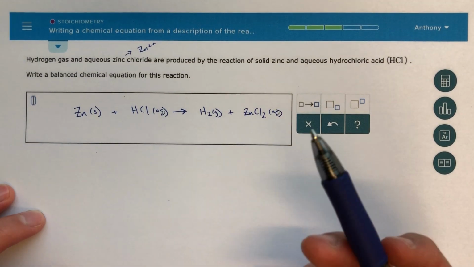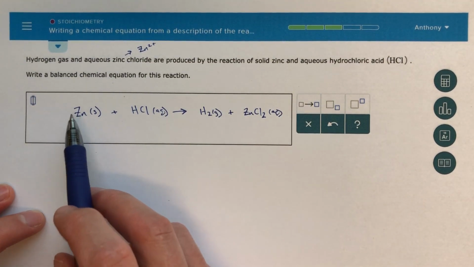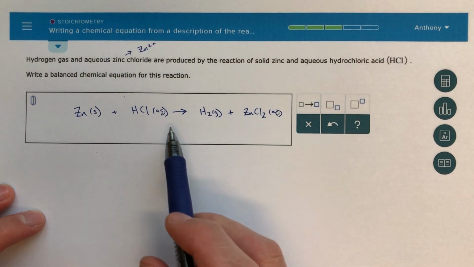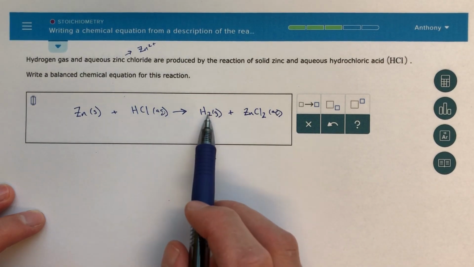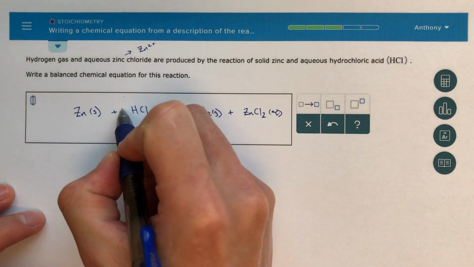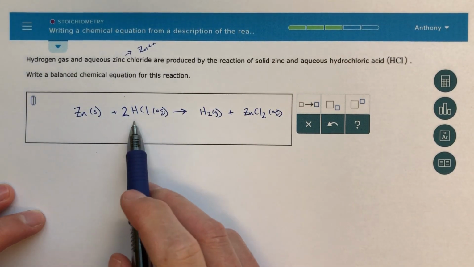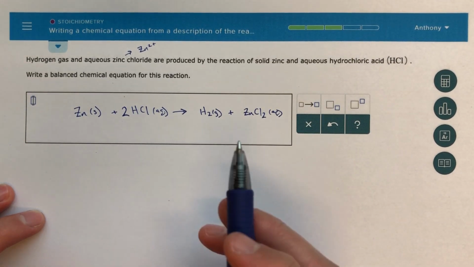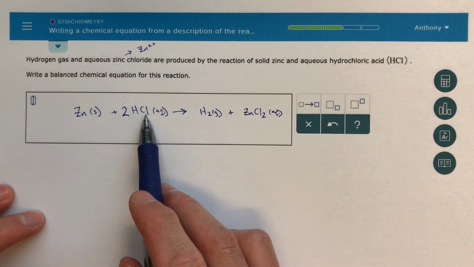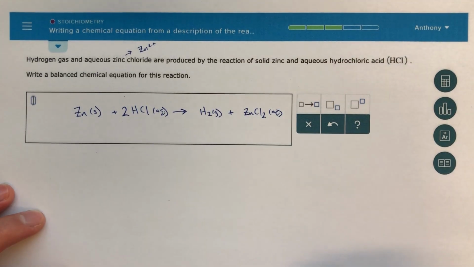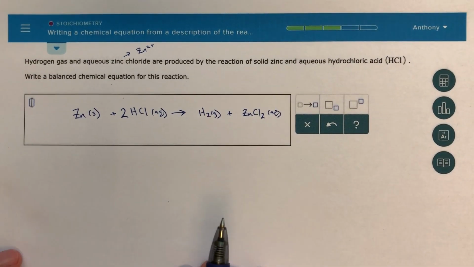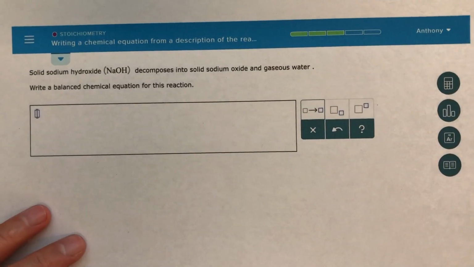Now I need to go through and make sure that it's balanced. The way that I would think about balancing this reaction, I would start with the zinc, and I'd say I've got 1 on this side, and I've got 1 on this side. That seems good. Hydrogen, I've got 1 on this side, but I have 2 on this side. So I'm going to need to put a 2 here to make sure that I've got the right number of hydrogens on both sides. So now 2 hydrogens here, 2 hydrogens here. That's good. Move on to chlorine, 2 chlorines, 2 chlorines. So now that that's balanced, that's all we need to do. So that's the second example. All right, one more example.